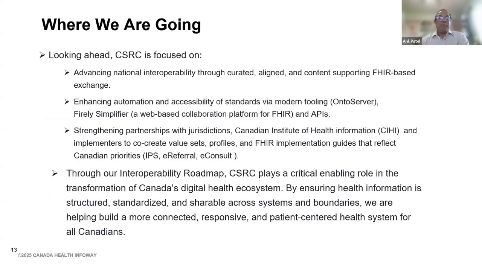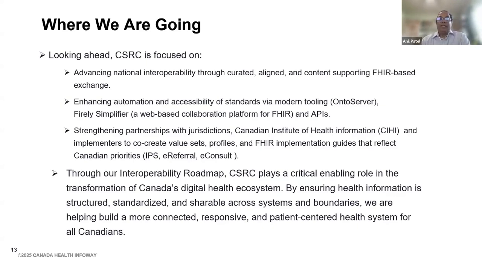On the shorter horizon, what we are going to do is look ahead. The CRC is focused on advancing national interoperability through curated, aligned content which supports FHIR-based exchange. Also, enhancing automation and accessibility of the standards through our modern tooling. I showed you OntoServer, but we also have the FHIR Simplifier, which is a web-based collaboration platform for FHIR, and APIs. So now you can automatically download and syndicate all your information.